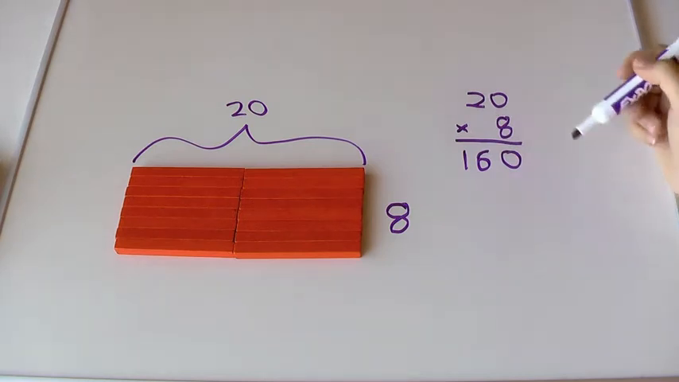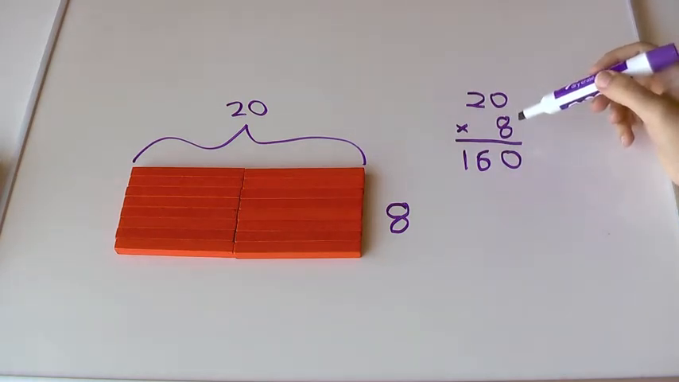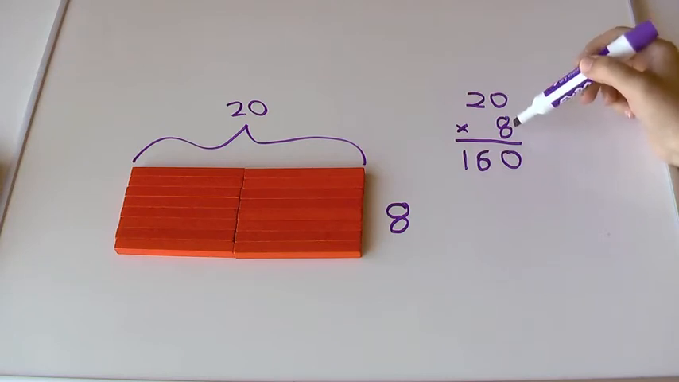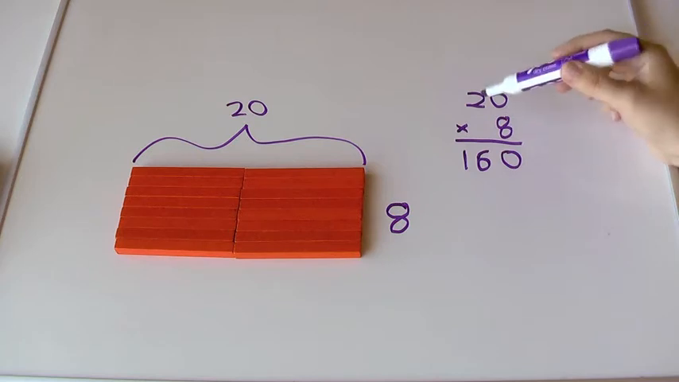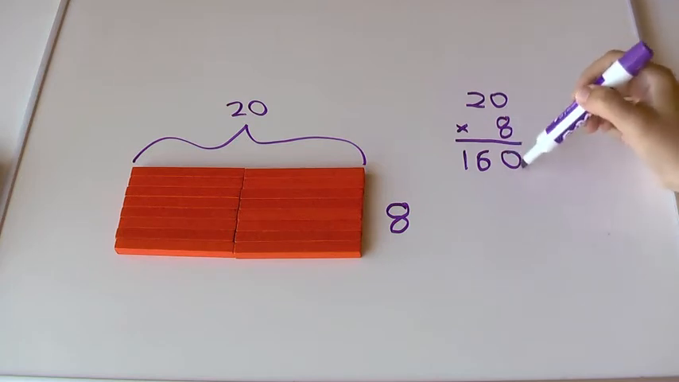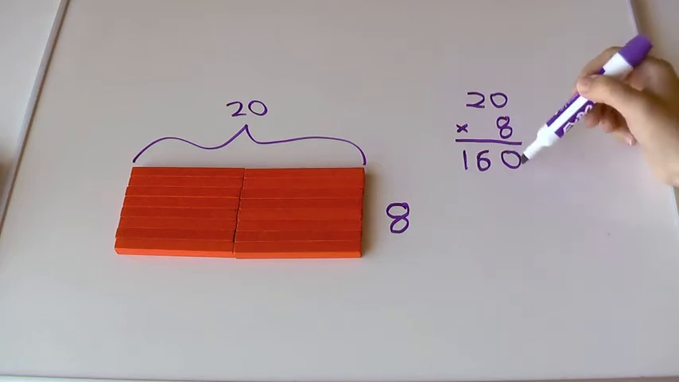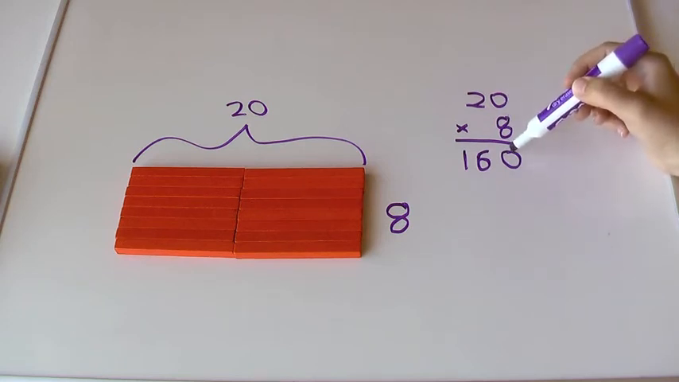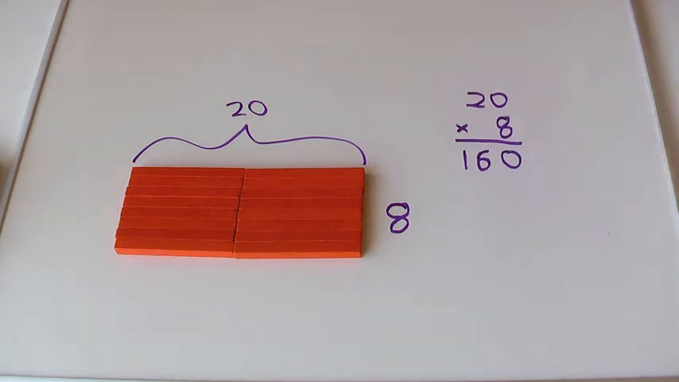So 8 times 2 tens is 16 tens, or 160. So children may just skip this part because they'll understand that you don't even have to think about 8 times 0 at all. You can just think about 8 times 2 tens, and the 0 is a placeholder. So if they understand that, don't make them do this step first. But it's still fine to teach that step if you feel like you need to do that.